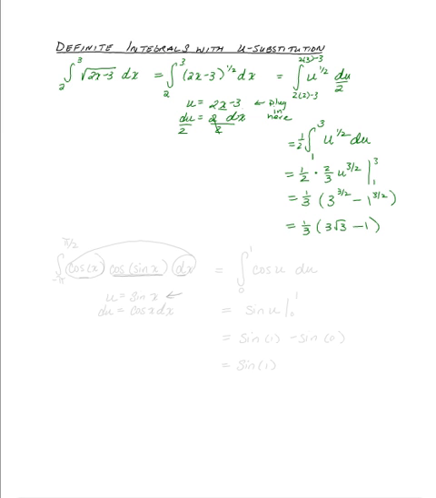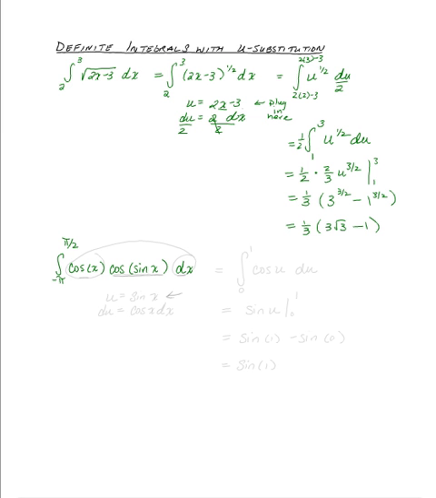All right, let's look at another example. Let's say that we want to integrate from -pi to pi over 2 of cosine of x times cosine of the sine of x, dx.